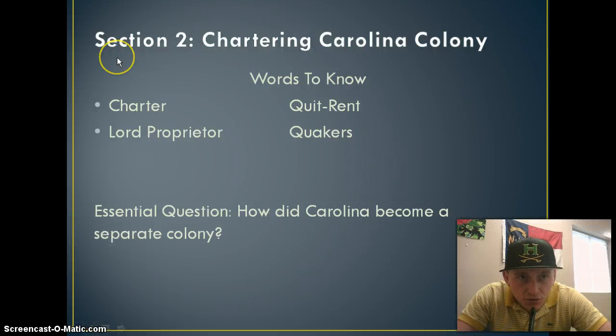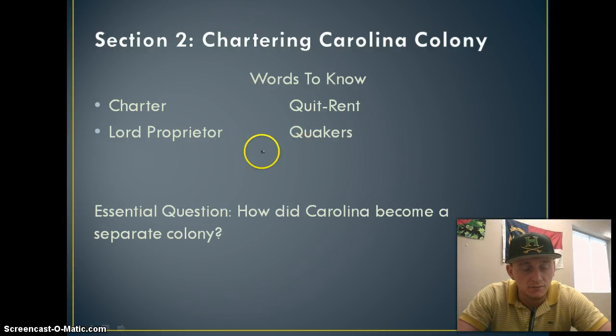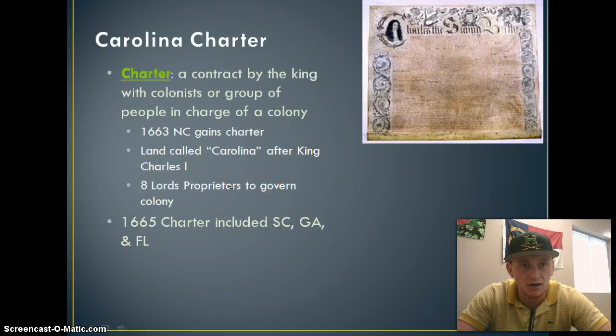All right, section 2 is charting the Carolina colony. There are 4 words to know: charter, lord proprietor, quit rent, and Quaker. All right, always the Cornell T. Essential question goes to the left, information to the right, summary statement at the bottom. Word to know right off the bat: the Carolina Charter.